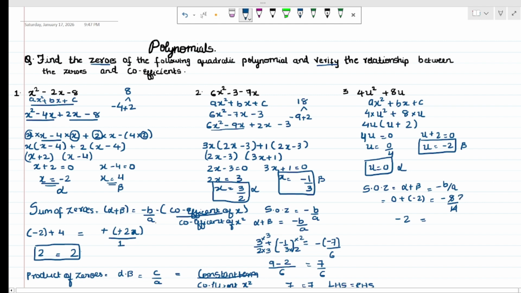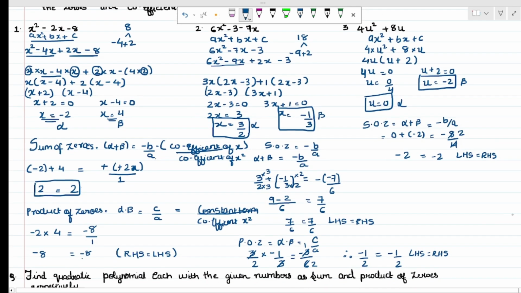And this side 4 times 2 gives you 8. So you will get minus 2. Is my LHS equal to RHS? Yes, it is equal. So we are done with our verification. Now coming on to our product of zeros, which is equal to alpha into beta is equal to C upon A. What is my alpha? My alpha is 0. What is my beta? My beta is minus 2. What is my C? Now as you can see over here, my C is nothing. My C is missing. So you will write here C as 0. What is my A? My A is 4. Coefficient of A is 4.